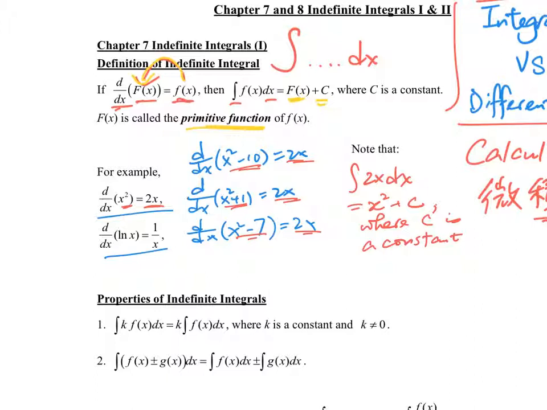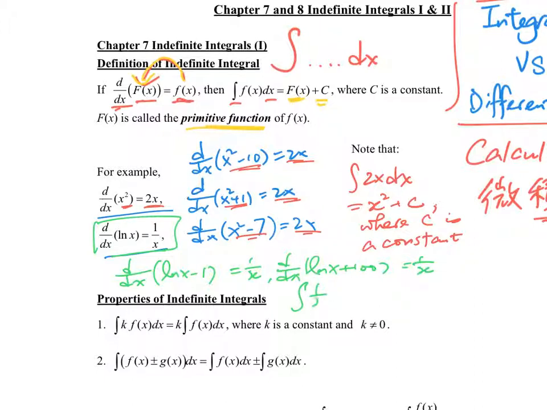Similarly, if you can't understand very well, take a look at log x as follows. If you're differentiating log x minus 1, it's still 1 over x. Differentiating log x plus 100, it's still 1 over x. So that's why when you resume 1 over x to its primitive function, besides log x, we don't know whether there is a number like minus 1, 100, or even nothing after log x. So that's why we add a c as a result of integration, and you have to specify that c is a constant afterward.